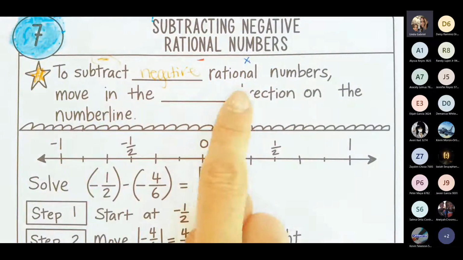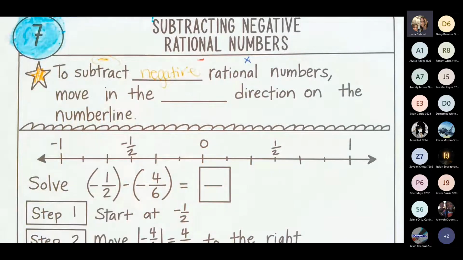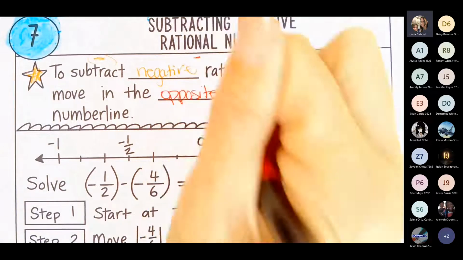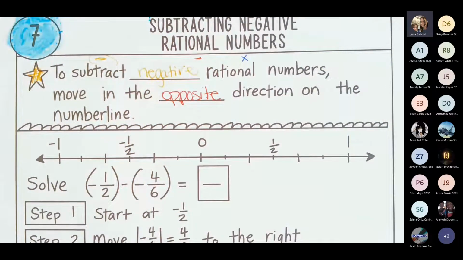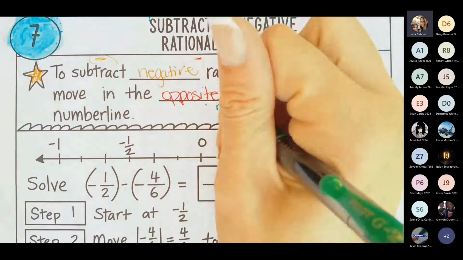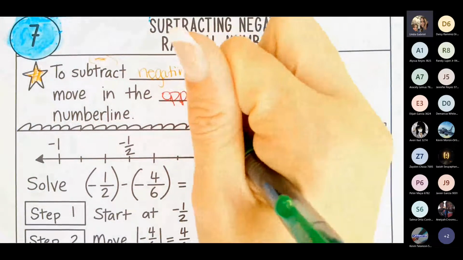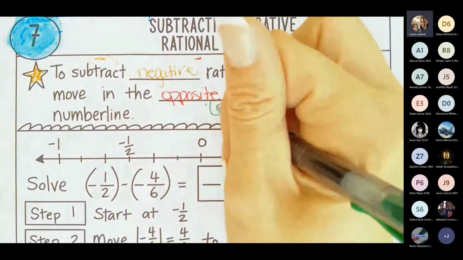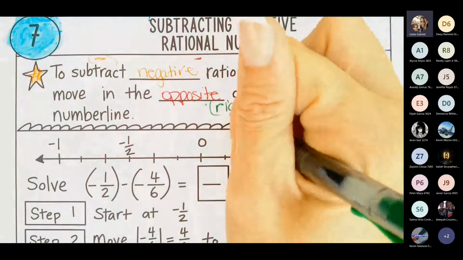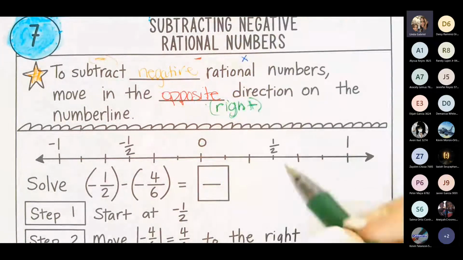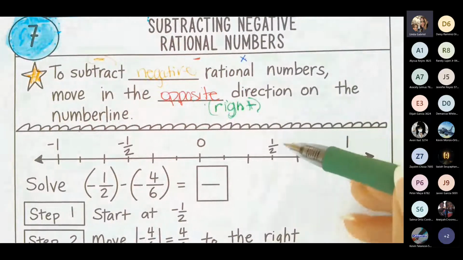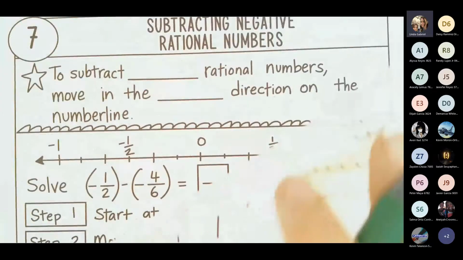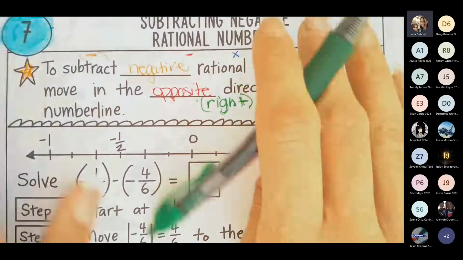Right here, to subtract negative rational numbers, move in the opposite direction on the number line, and by opposite we are going to move to the right. So we are not going to be moving in the left direction. Because usually when we subtract, we think we are going to move to the left because we're taking stuff away, right? But I want you guys to think of this in a different way.